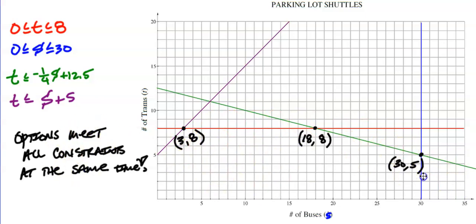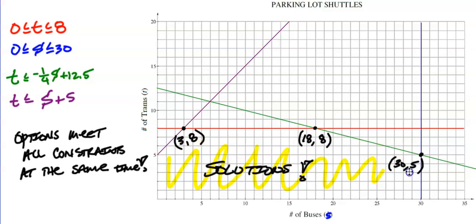It could be anywhere inside of this, anywhere in here. This is where our solutions are. I'm articulating that because these are intersections: this maximizes, this maximizes, and this maximizes. So we maximize the shuttles. We're here.